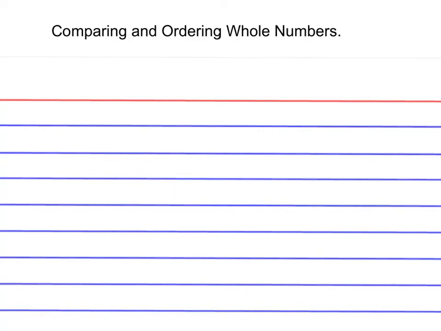Today's lesson is on comparing and ordering whole numbers. Are you ready for today's riddle? What did you learn in school today? So, let's look at the difference between comparing and ordering whole numbers.